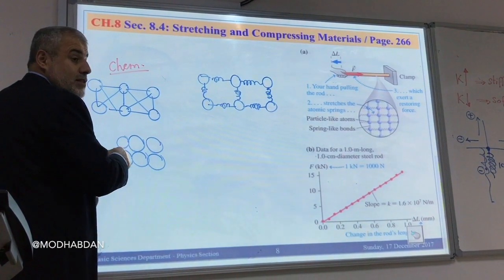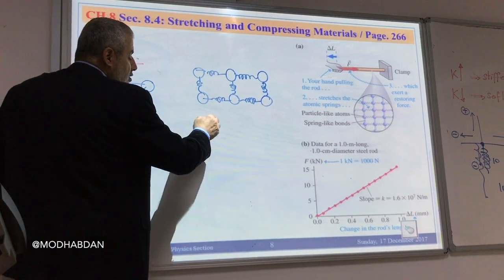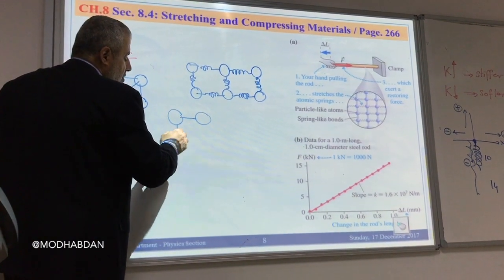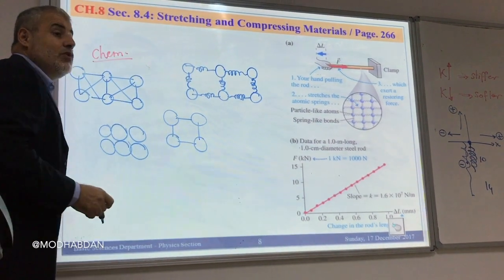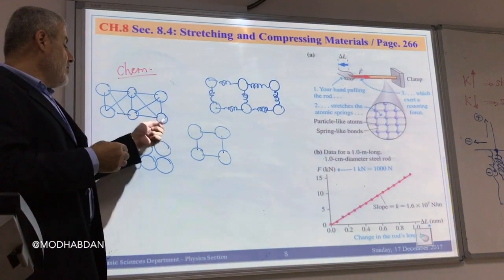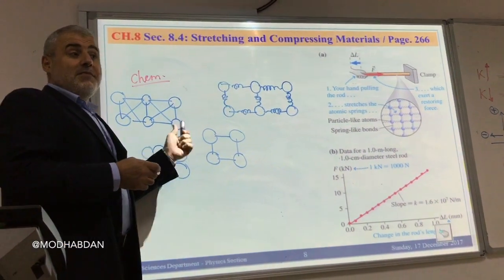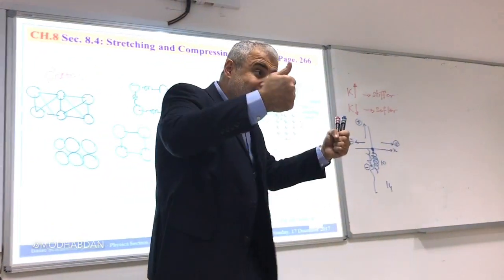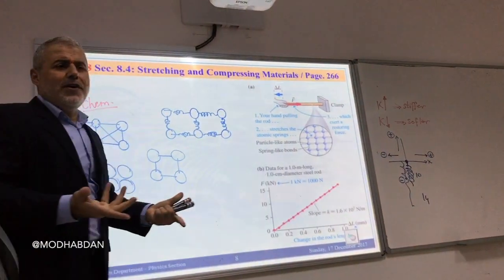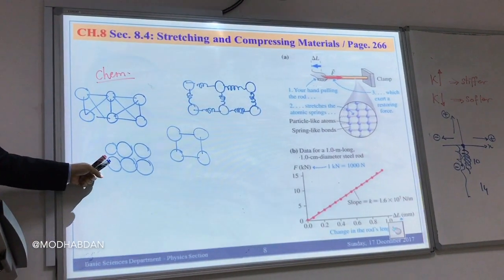Here, there's nothing between them. We can say if we have this one and this one, which one is harder? This or this? Because you have more bonds you have to break. Is that right? So this is much harder. This is the idea we talk about.